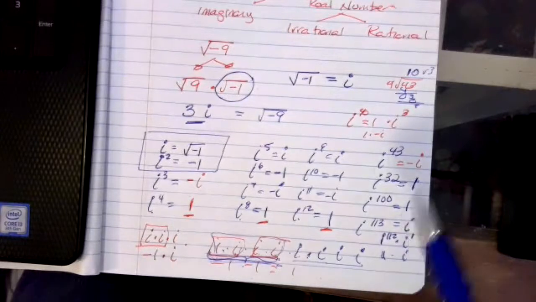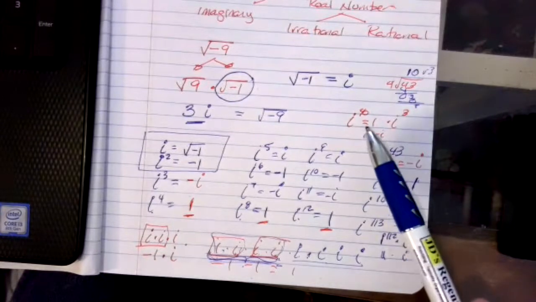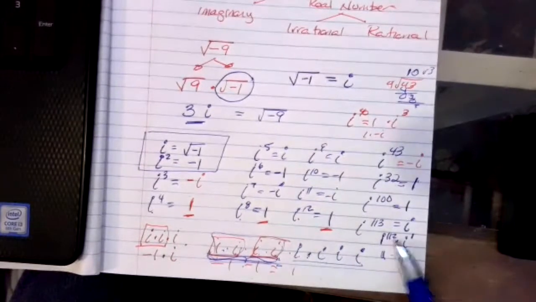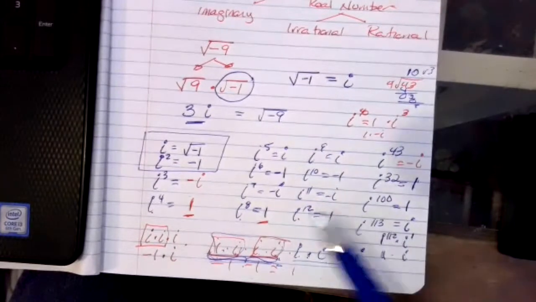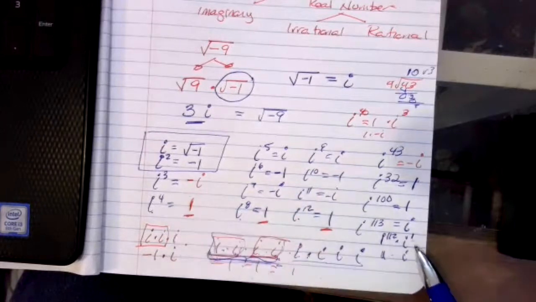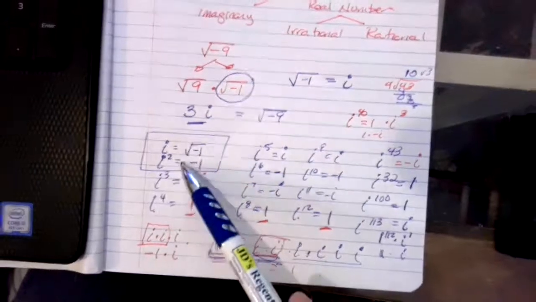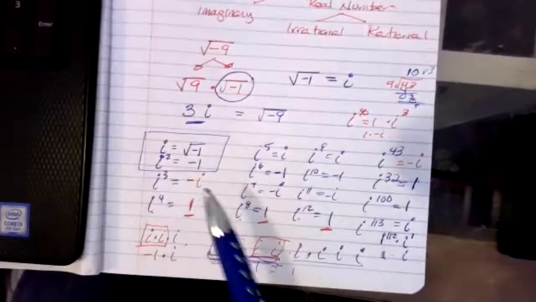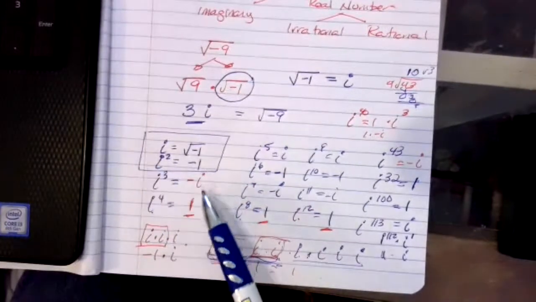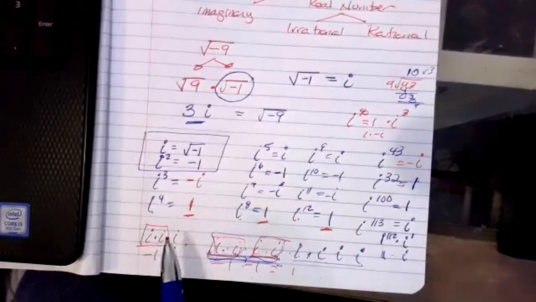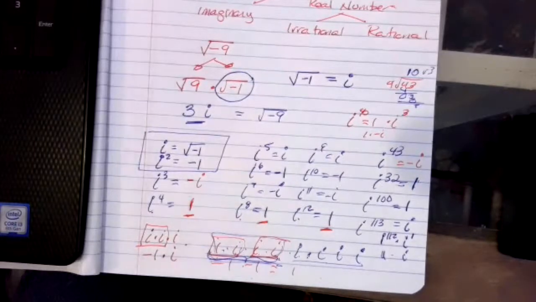So you could always break it up as a multiple of 4. Right here, we broke this up as 112 and 1. And whatever the remaining value is will always be broken up as either i to the first, i to the second, or i to the third. So it'll either be i, negative 1, or negative i. If it's a multiple of 4, it's always 1. Just something to think about.